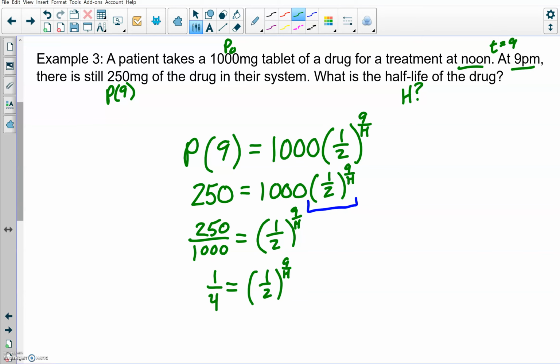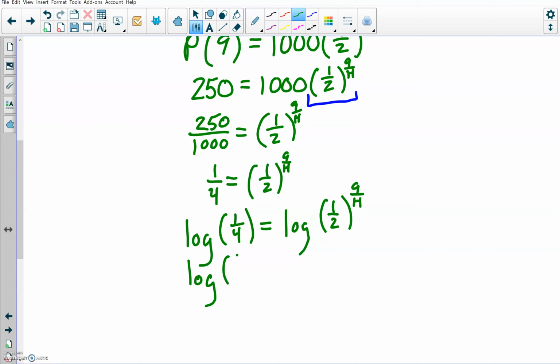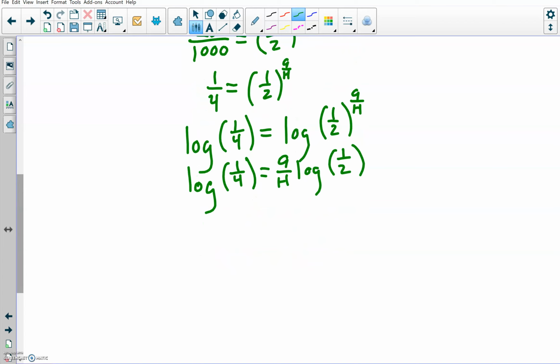So I've got the exponential piece alone. I'm going to put the log of 1/4 equals the log of 1/2 raised to the 9 over H power. And the only reason we use logarithms in this class is so I can move powers with variables to the front as a multiplication, as a product. It's a log rule that you would see in algebra. It's the most useful log rule in my opinion, especially for stuff like this.